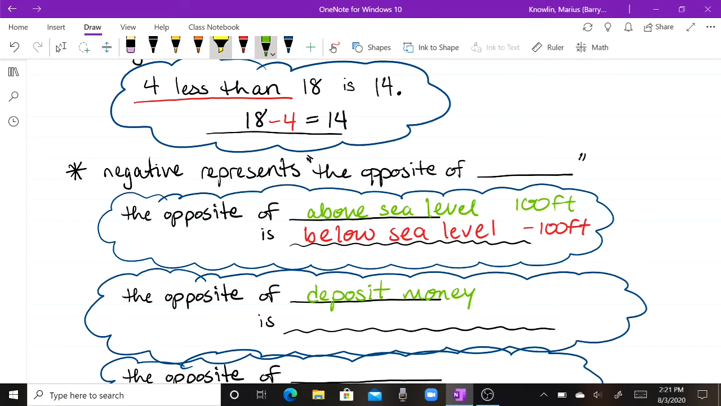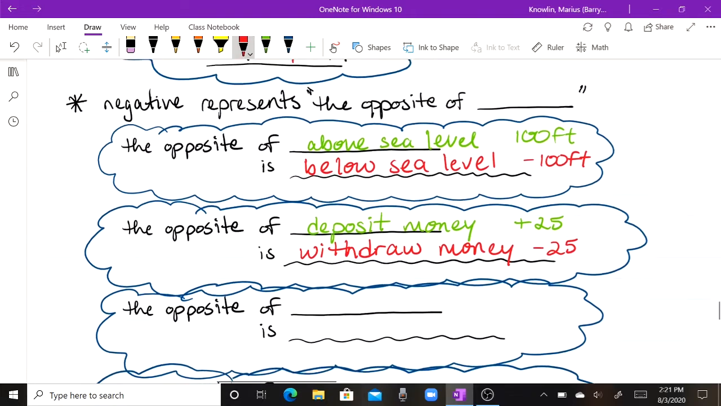But the opposite of depositing money is withdrawing money, or withdrawal. So withdraw money. If I deposit money, I would be putting money in my bank account, which means I would be adding to the money that I already have. But if I withdraw money, that means I'm taking it out. I'm going to make it less than what I already had. Okay?